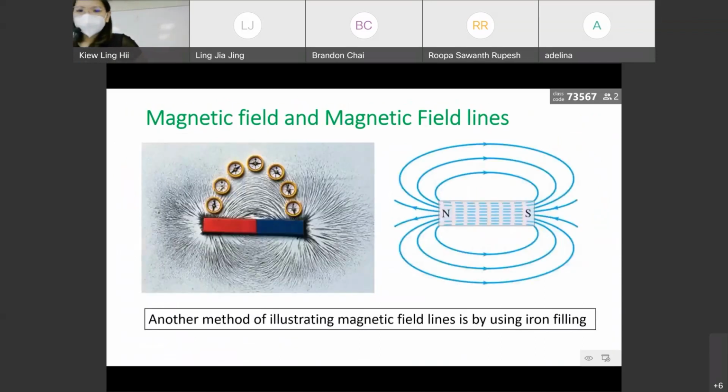So another way of illustrating the magnetic field is by using iron filings. If you have done this in your primary school or high school, you know, right? When you pour the iron filings around a magnet, you will also see the pattern of the magnetic field. So actually it is a circle.